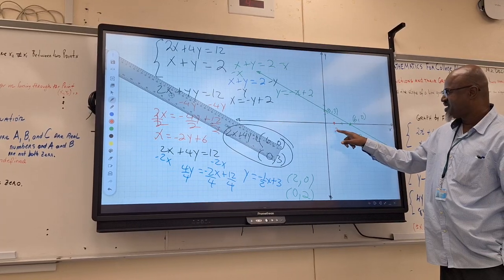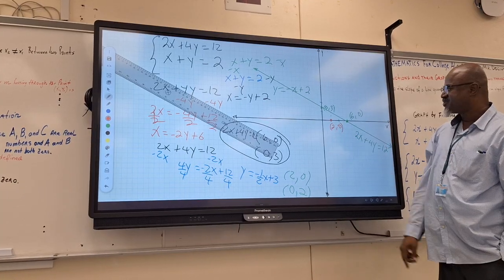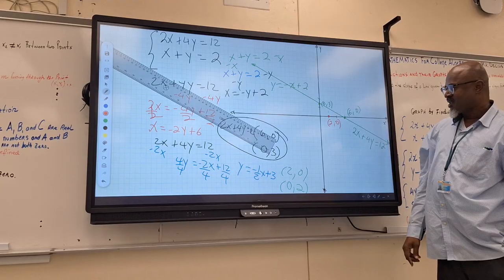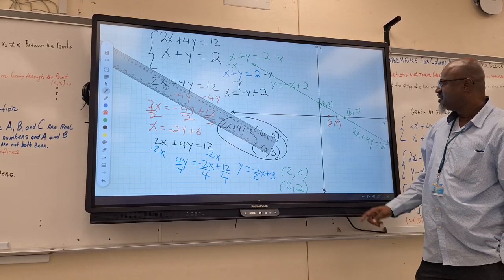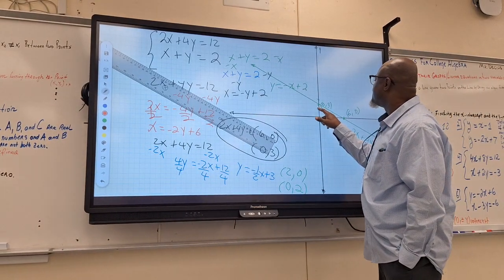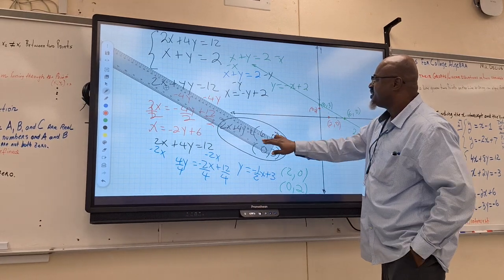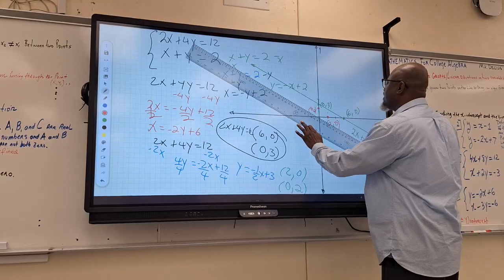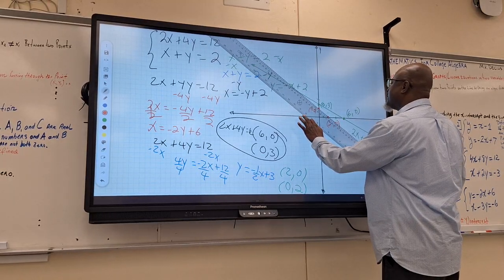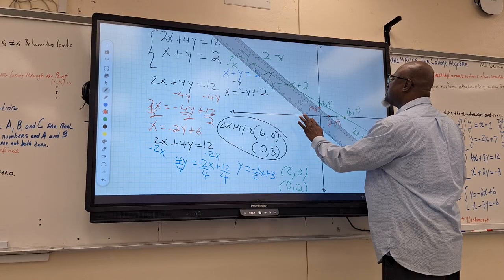To the right. The other one is what? Up. How many units? 2. That will be somewhere down there. That will be 0, 2. Now again, connect it here. Is it on those 2 points? Yeah.